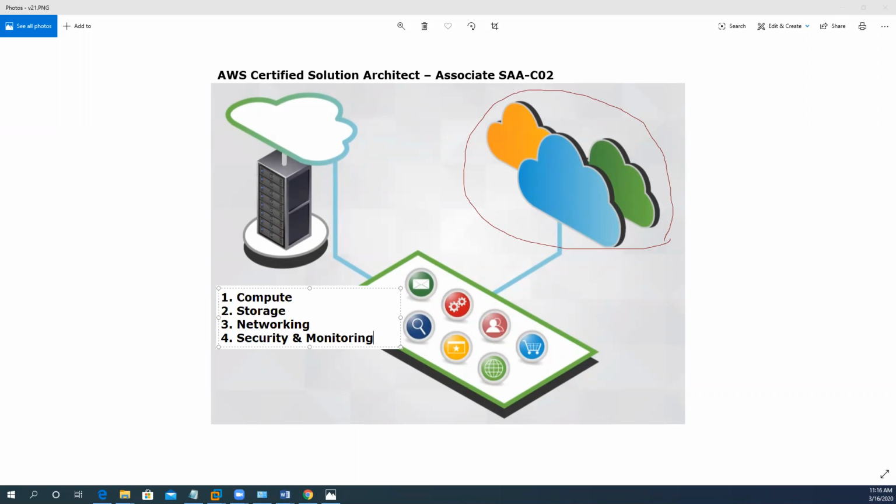Also, there are a number of other components inside this new world of technology, but the four major resources are the same, which is compute, storage, networking, security, and monitoring. So when we have a single server, a rack mounted server, or a desktop machine, all these resources are utilized inside this infrastructure.